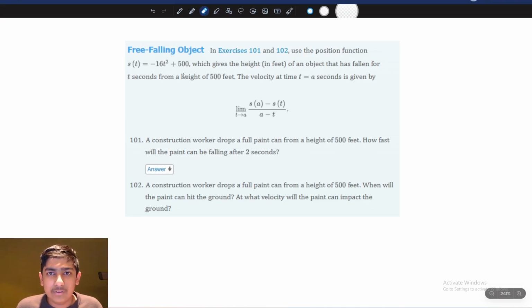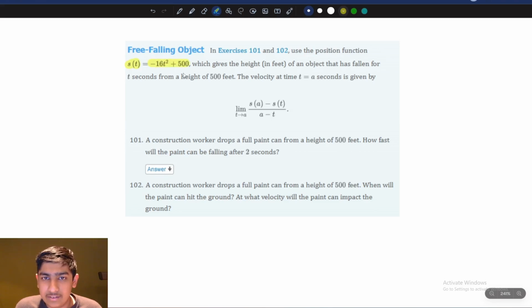So we're given the position function. Now, position function is usually always denoted as s of t, okay? Now, sometimes this may just be implied, right? You may just be given s of t, so just assume it's the position function unless otherwise specified. So we're given that s of t here equals negative 16t squared plus 500.